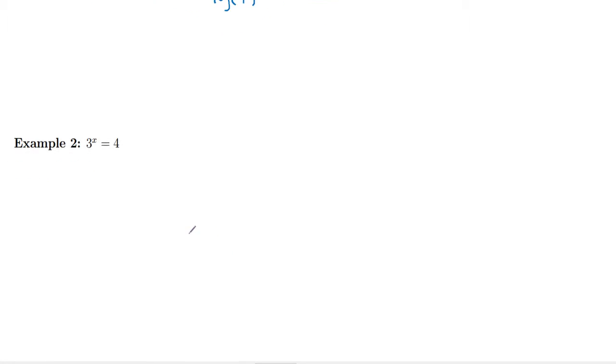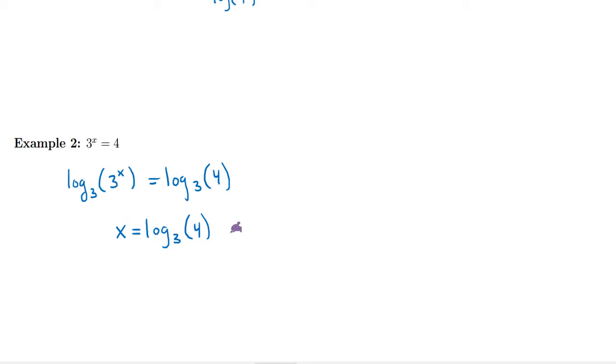All right, now our next one, we have 3 to the x is equal to 4. So to do the opposite action of 3 to the x, I'm going to take log base 3 of both sides. So take log base 3 of the left equals log base 3 of the right. And so these two are inverses, so I'm going to get x is log base 3 of 4. And how would you punch this into your calculator? Well, you could do log of 4 divided by log of 3. Okay, and you can get the approximation.